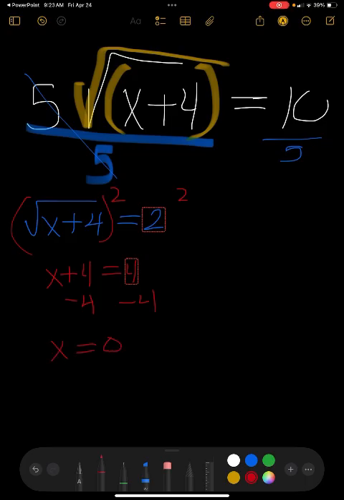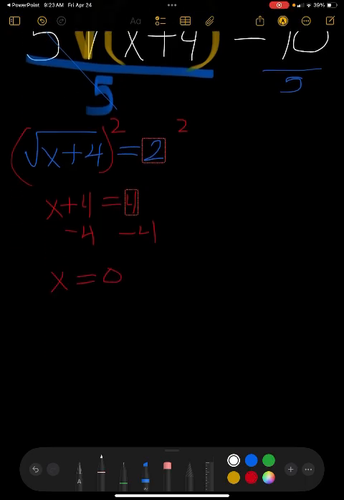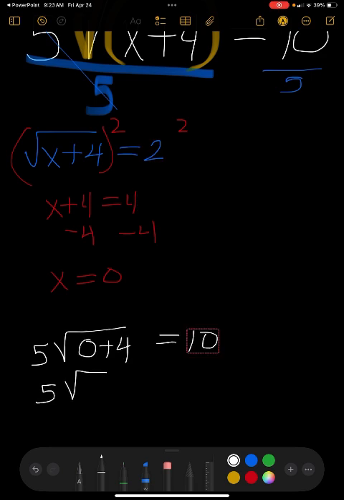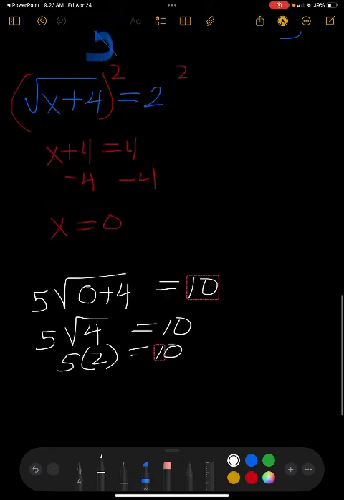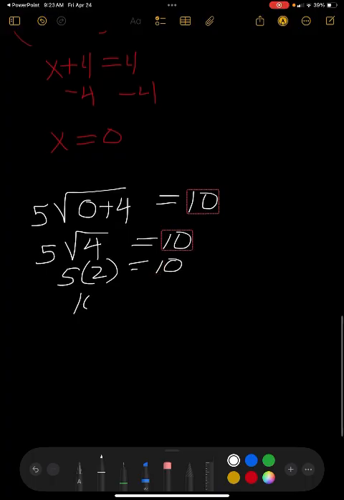So let's plug that in and see if it works. So we have 5 times the square root of 0 plus 4 equals 10. 5 square root of 4 equals 10. 5 times 2 equals 10. You see it? Yes, it works. 10 equals 10. All right.